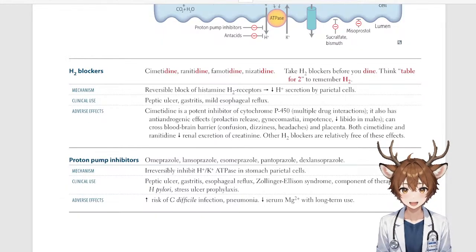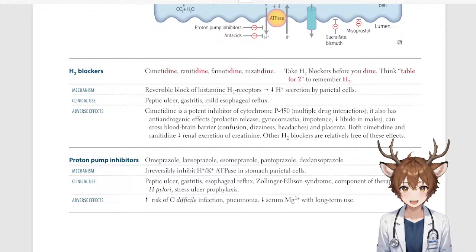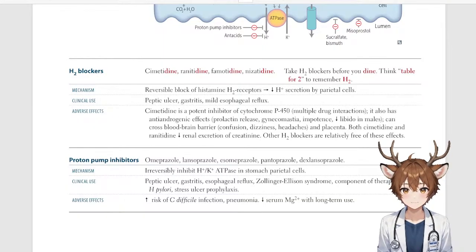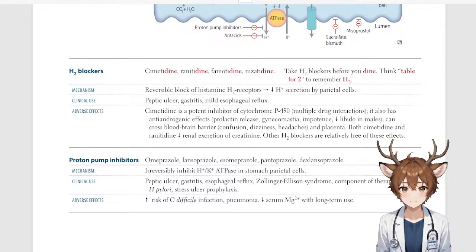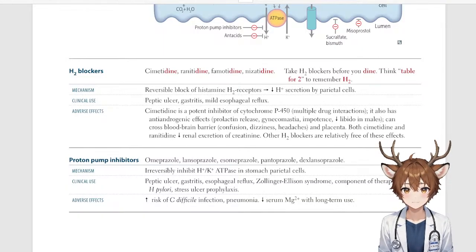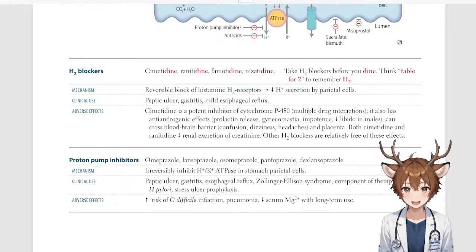Okay, and now we're on 406 in this book, which we wrap up on, again, on 408. So we're on the tail end right now. H2 blockers: cimetidine, famotidine, nizatidine. Take H2 blockers before you dine. This is the learning device. Think table for two to remember H2.